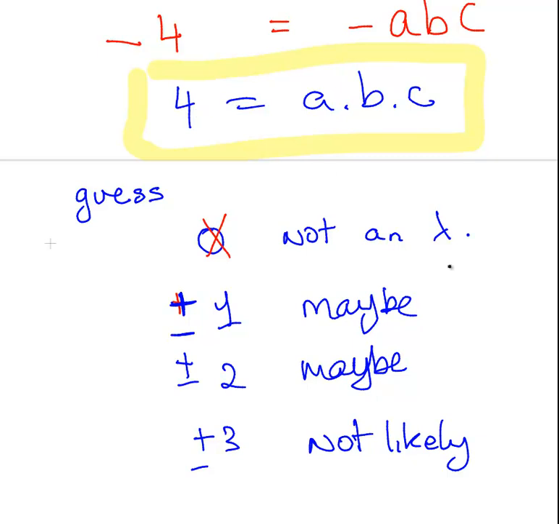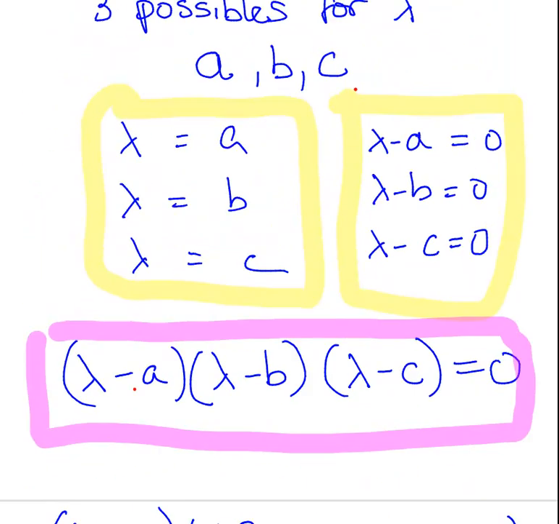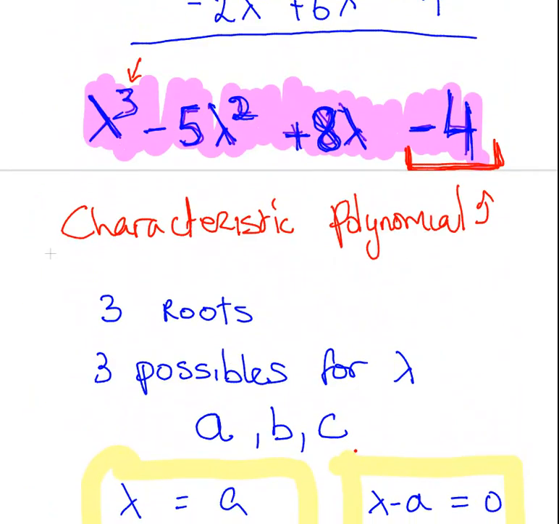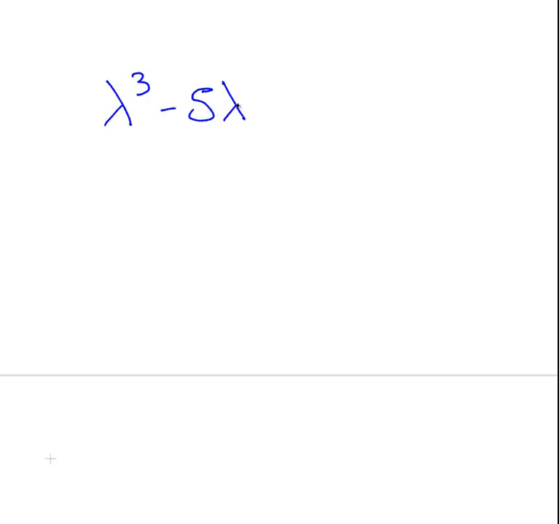Okay. So what I'm going to do in this particular case is try out a few of these. I'm going to try out this one here: lambda cubed minus 5 lambda squared plus 8 lambda minus 4. We're going to try out a few trial solutions. So lambda cubed minus 5 lambda squared plus 8 lambda minus 4 is equal to 0.